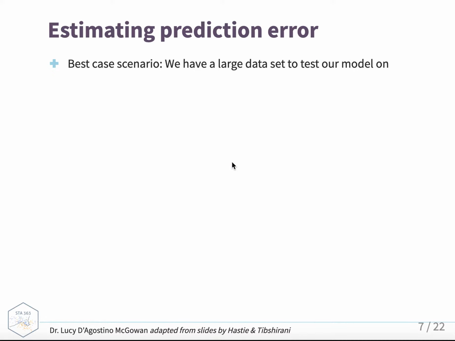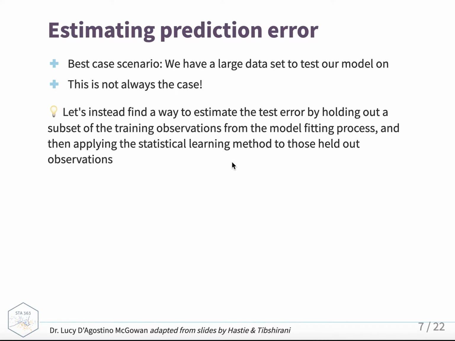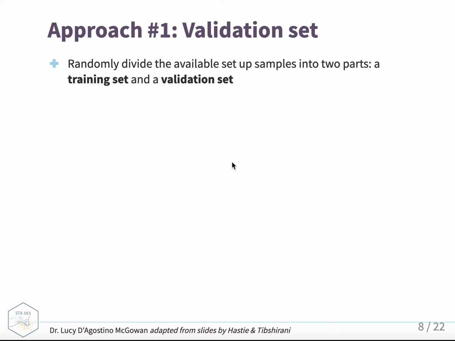So, estimating prediction error. Best case scenario, we have a large data set to test our model on. But this is not always the case, and in fact, it's often not the case. So let's find a way to estimate the test error by holding out a subset of the training observations from the model fitting process. And then we can apply statistical learning methods to those held out observations and see how well our model does. And so there's a couple approaches here.